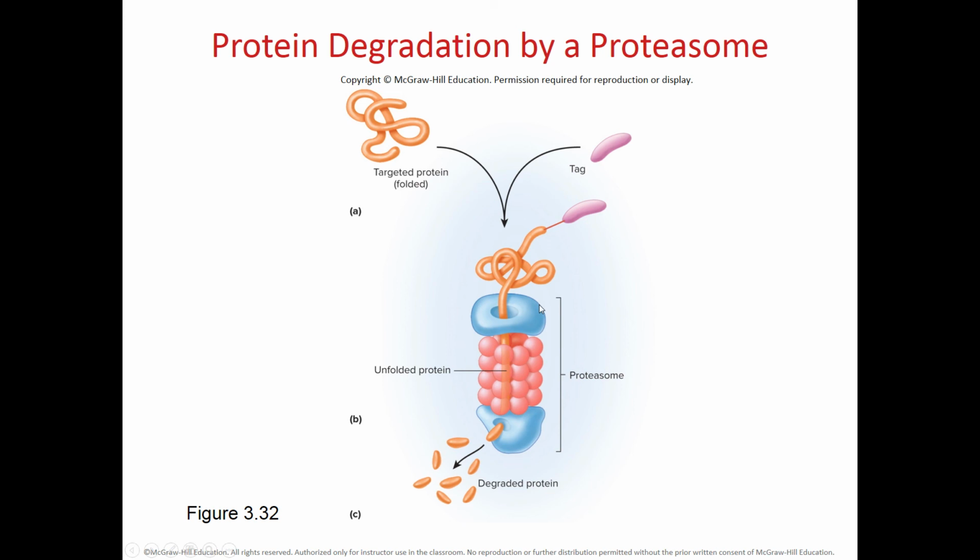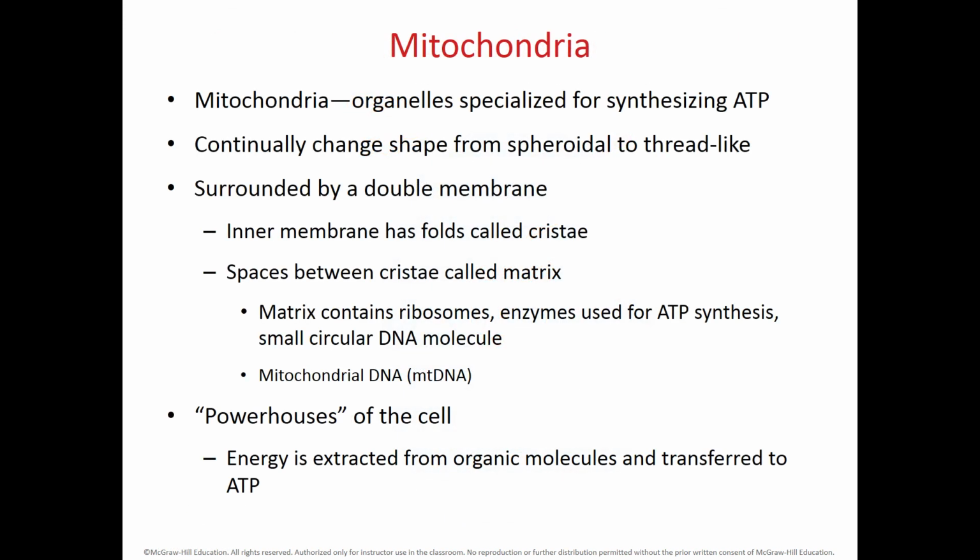So they are cylindrical structures that have enzymes inside that can destroy these misfolded proteins that were tagged for destruction. So you add this tag to a protein that was misfolded, then you put it into the proteasome, and then you make amino acids, and then you will use these amino acids to make more proteins.